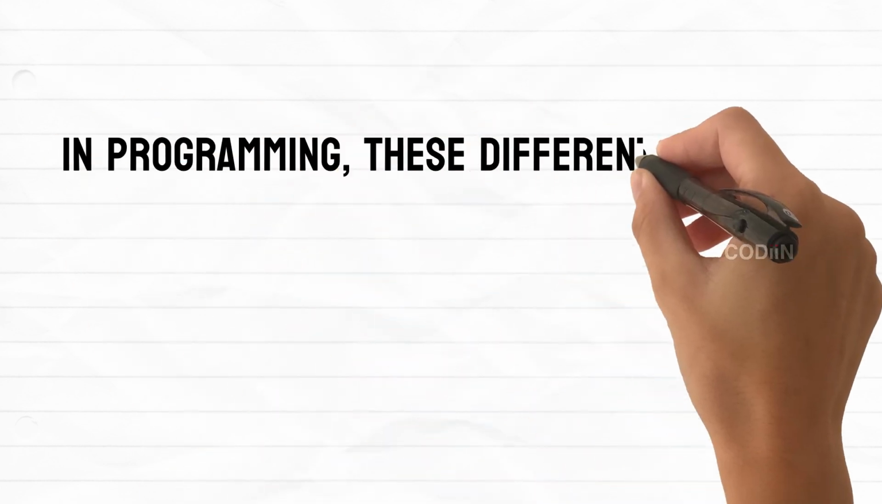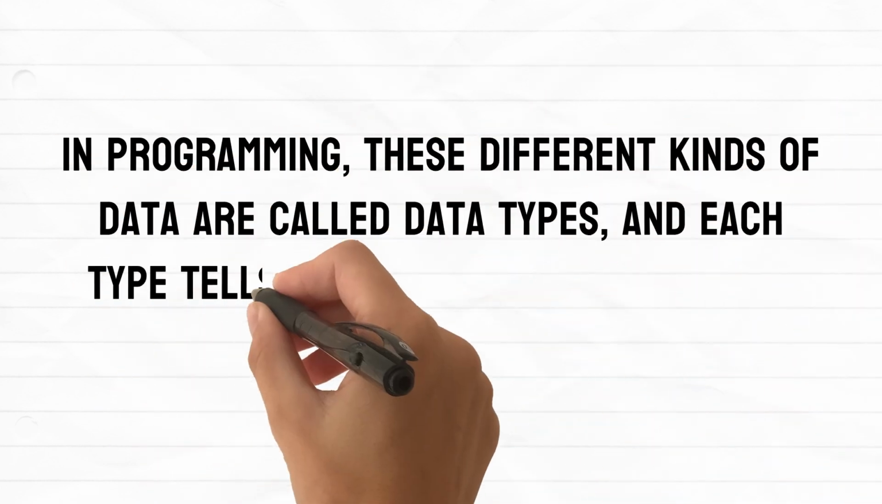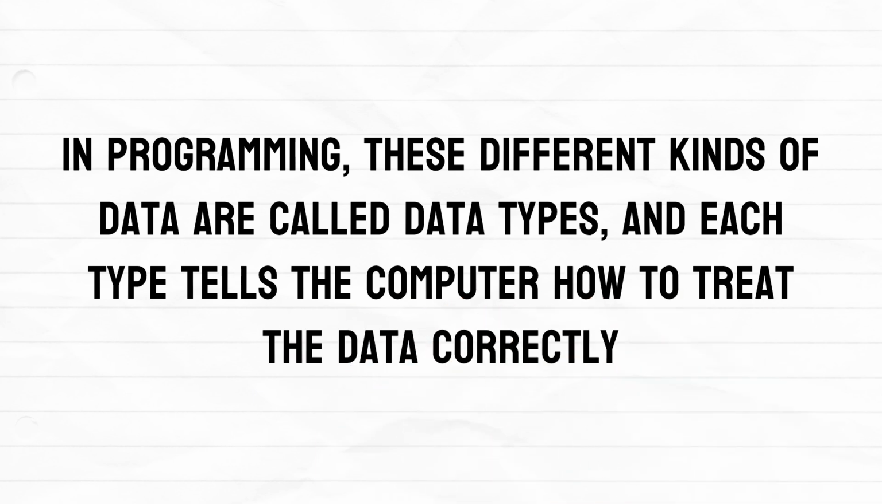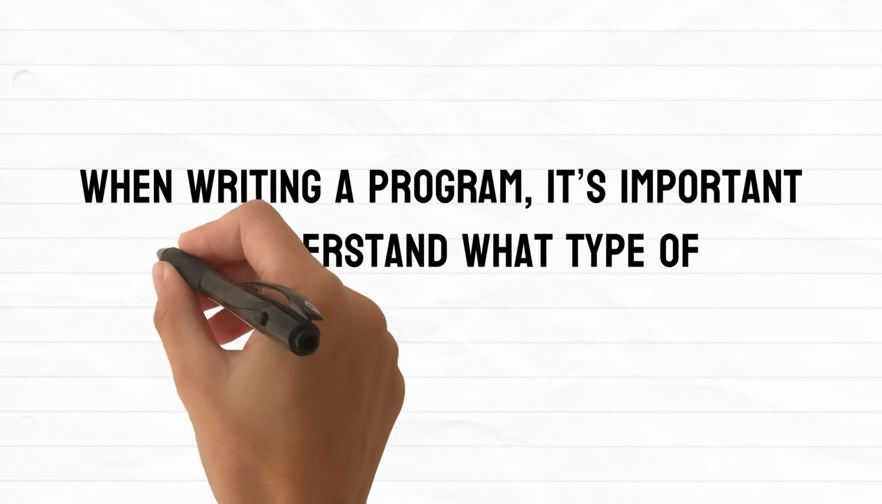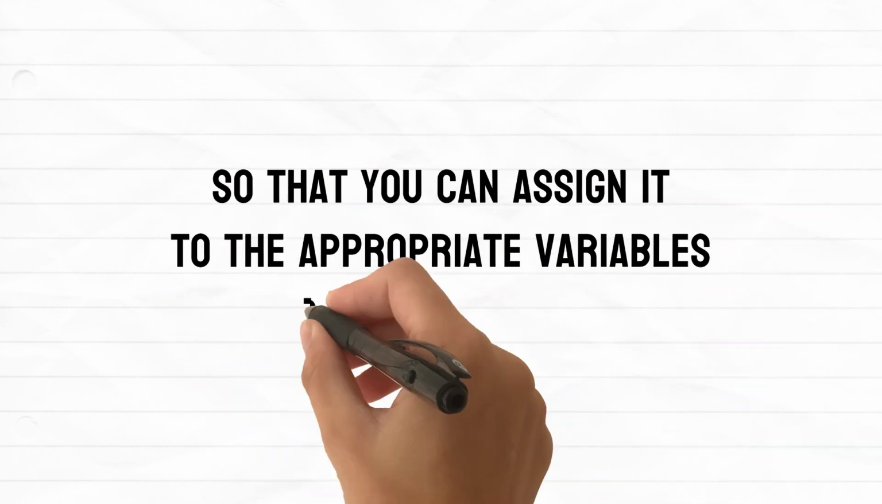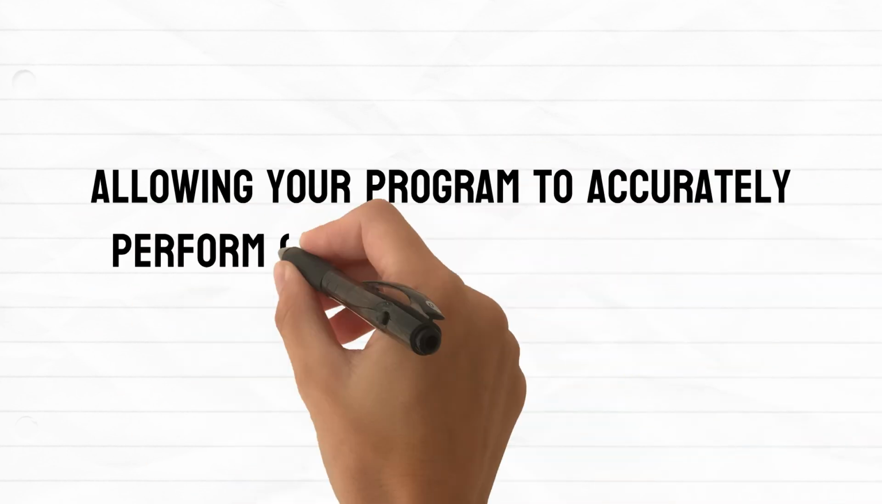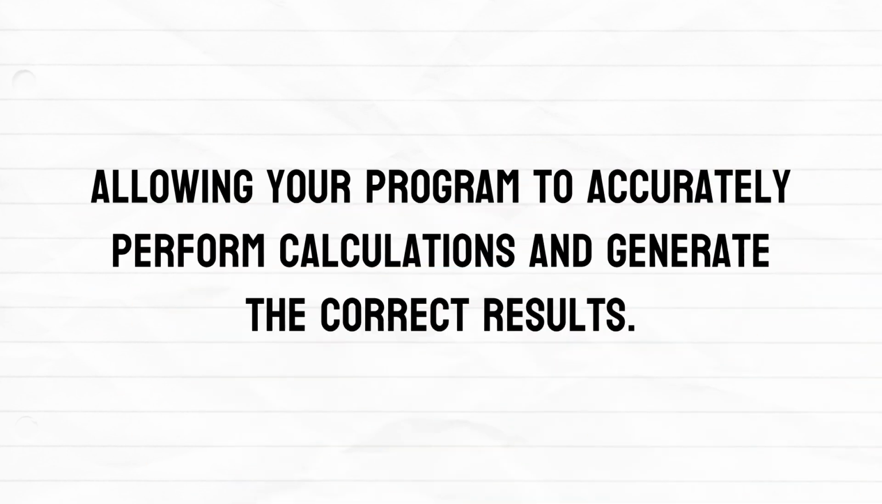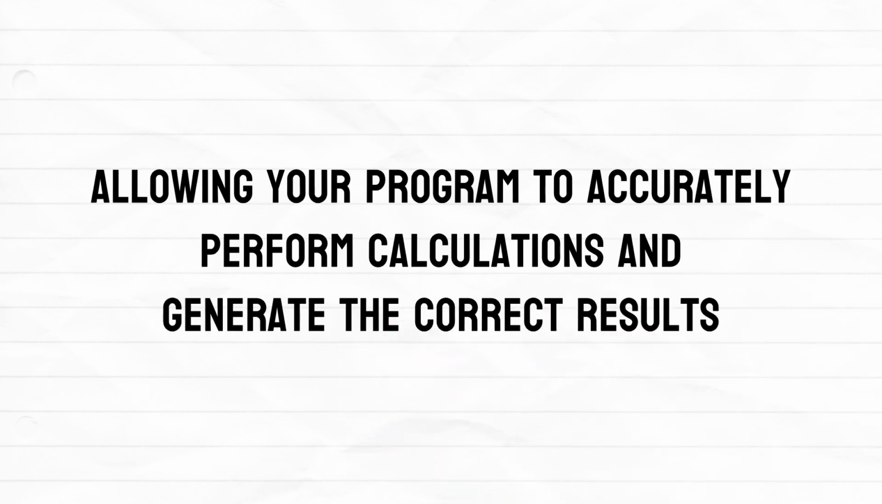In programming, these different kinds of data are called data types, and each type tells the computer how to treat the data correctly. When writing a program, it's important to understand what type of information you'll be handling so that you can assign it to the appropriate variables, the containers for storing data, allowing your program to accurately perform calculations and generate the correct results.